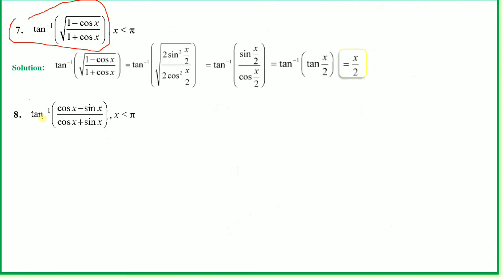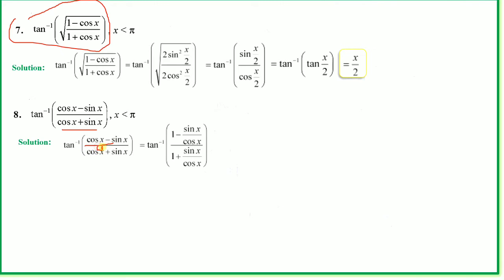The next question is 8. This is also a very simple question: tan inverse of (cos x minus sin x) upon (cos x plus sin x). For the solution, we take the same expression, tan inverse, dividing the numerator and denominator by cos x.